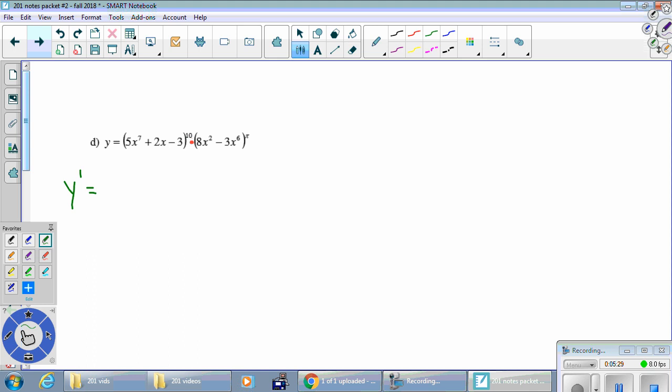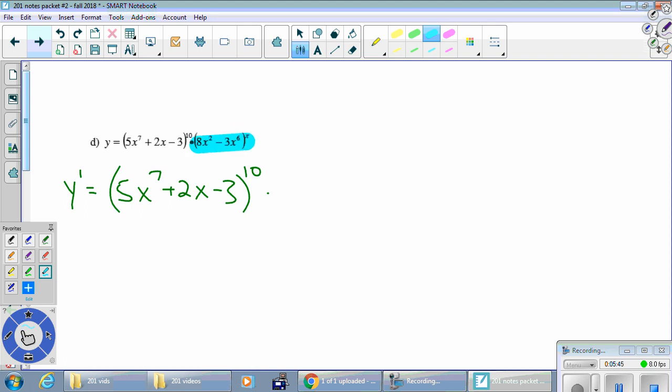So the product rule says, copy the first. The first is all of this, including the 10th power. And then we multiply by the derivative of the second. Okay, so I'm just going to highlight the whole thing, not just the 8x squared minus 3x to the 6, but including that pi power. So now I'm supposed to multiply by the derivative of that thing that's in turquoise.